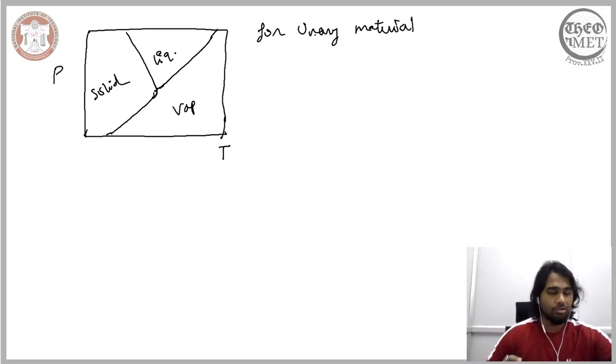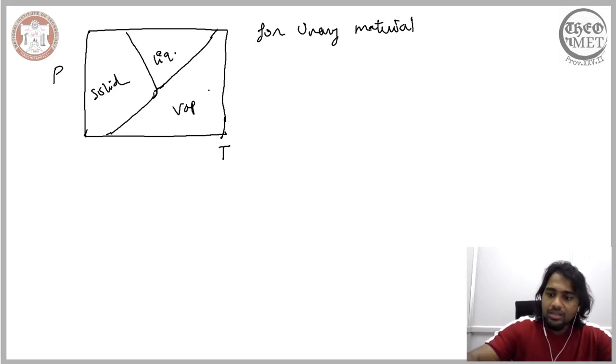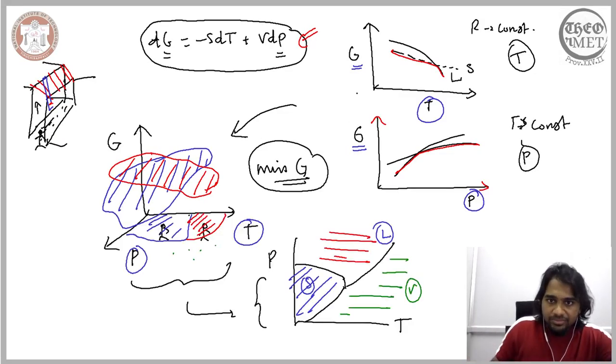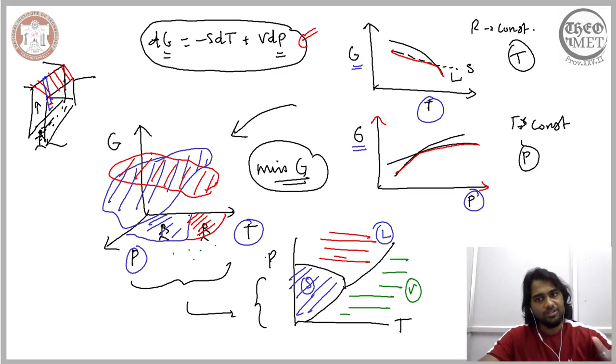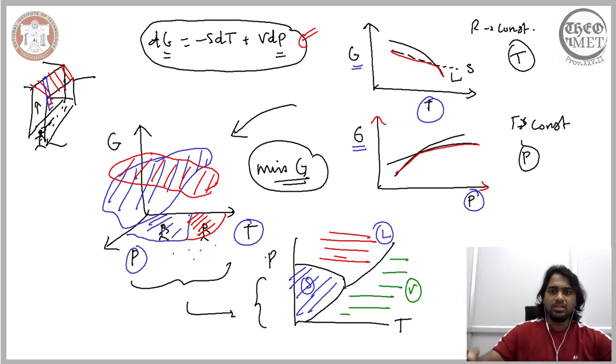Now, in order to arrive at this particular plot here, we considered the change in the Gibbs free energy with respect to temperature, the change in the Gibbs free energy with respect to pressure, and combined these two to arrive at a three-dimensional representation of how Gibbs free energy changes with respect to temperature and pressure. From that, we arrived at the phase diagram. So the starting point was how the Gibbs free energy changes with respect to temperature and how Gibbs free energy changes with respect to pressure. So these curves were the starting point.